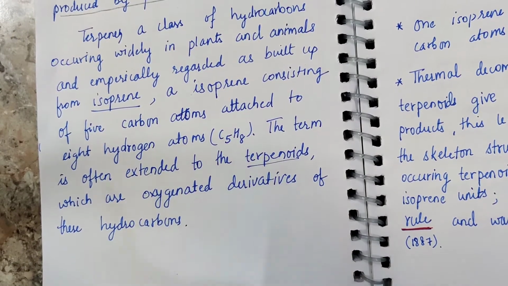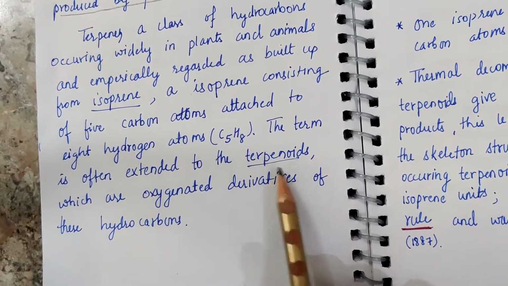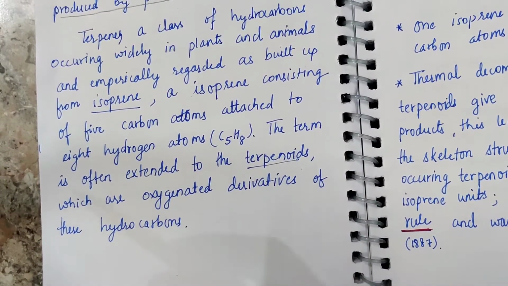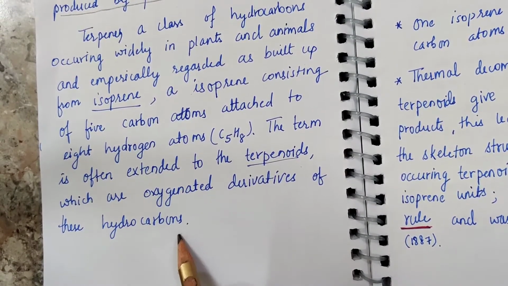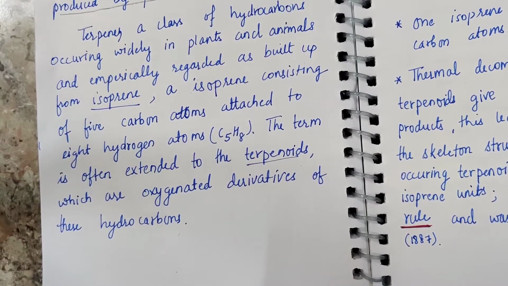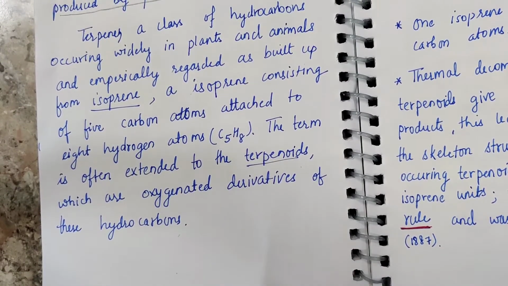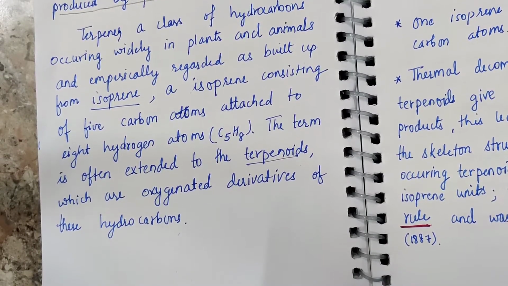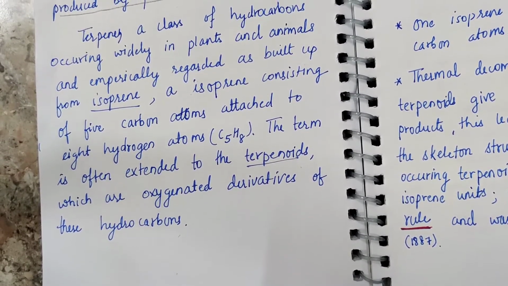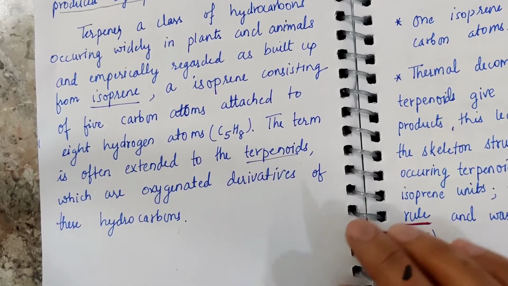This term terpene can be extended to terpenoids. Now terpenoids are the oxygenated derivatives of these hydrocarbons. Like if these terpenes are found in the form of alcohol or aldehyde or a ketonic form or a carboxylic form, then we call it a terpenoid.